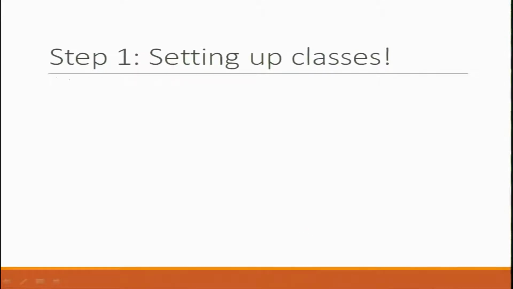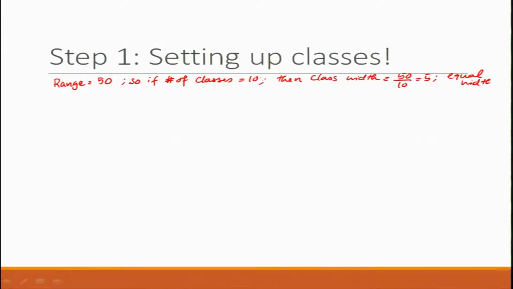since we know that the range was found out to be 50, if the number of classes is equal to 10, then the class width will be 50 by 10, equal to 5. Equal width, so you would have 10 classes of equal width.